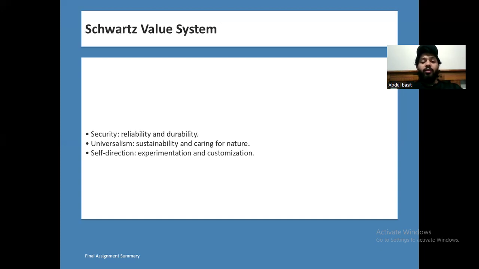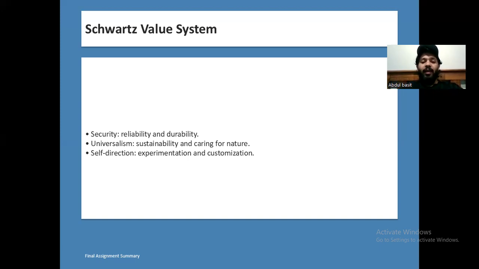After that, the Schwartz value system. Through the system, I identified values such as security, universalism, and self-direction. For example, energy efficiency supports universalism, caring for the planet; adjustability supports self-direction, freedom, and experimentation; and reliability connects with security. This framework shows how marketing can highlight values, not just features.